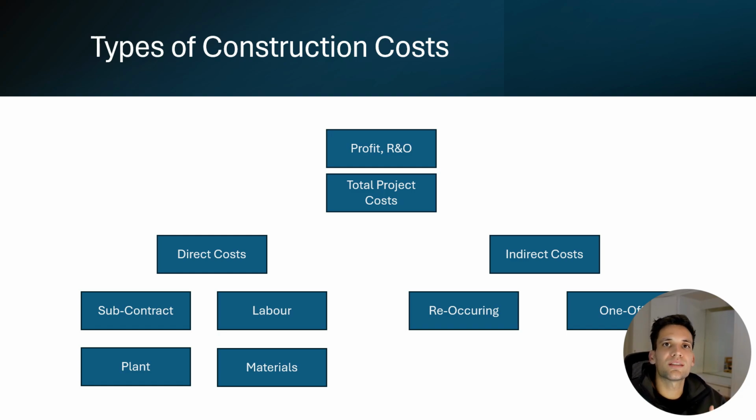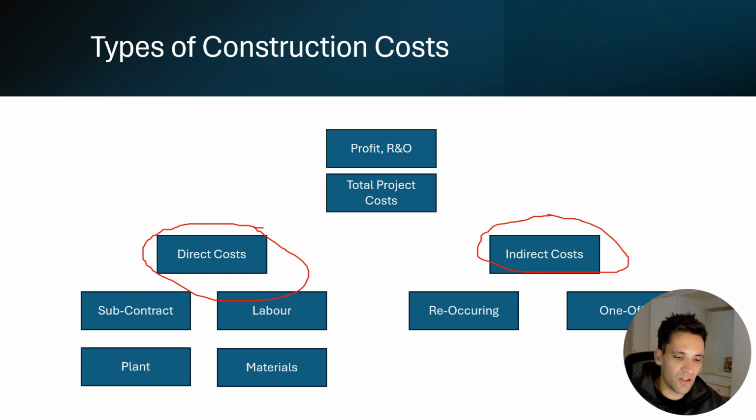Now, this is important to understand because to produce an estimate, you're going to be individually calculating all of these different costs. So you've got to actually understand what an estimate consists of to be able to accurately produce one. Now, we can break construction costs down into two pieces. We've got our direct costs, which are the costs it actually takes to physically complete the construction works. Then we've got our indirect costs. So our indirect costs are the costs to supervise and manage the construction works.